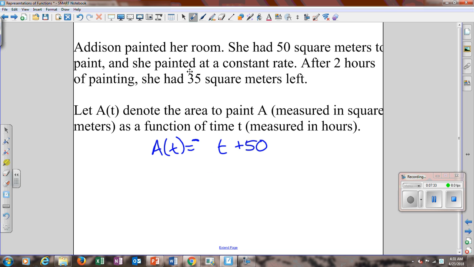Okay, let's look at what we know so far. She has 35 square meters left. So how much has she painted? 15. And so that was after 2 hours. So you just do 15 over 2. That gives you 7.5.